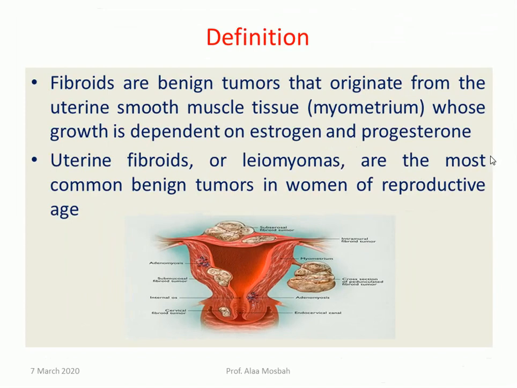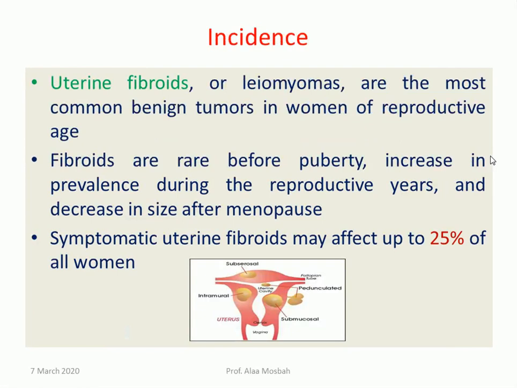Fibroids are benign tumors that originate from the uterine smooth muscle tissue, whose growth depends mainly on estrogen and progesterone hormones. Leiomyomas are the most common benign tumor in women of reproductive age. Also, it is a common benign tumor in childbearing age specifically, and it is rare before puberty, and decreases in size after menopause because it is hormone dependent.